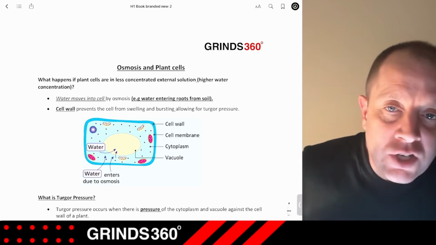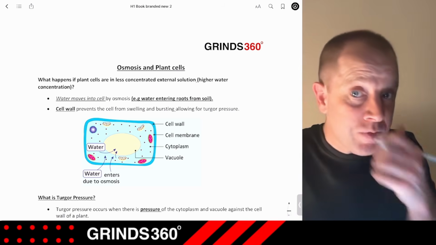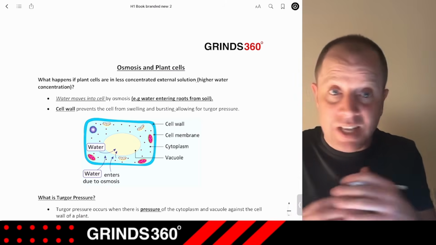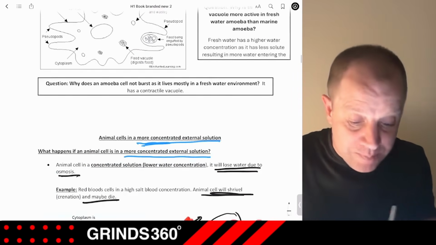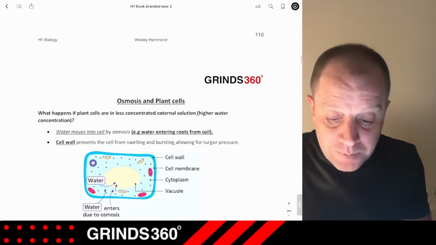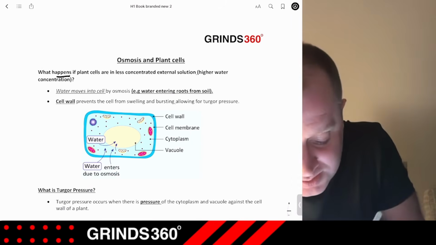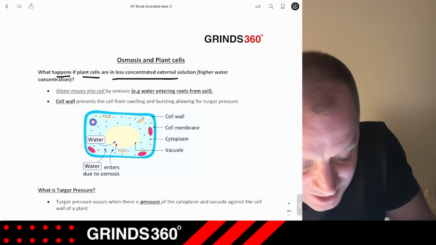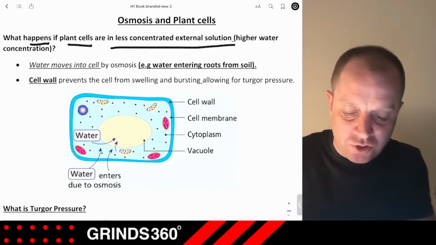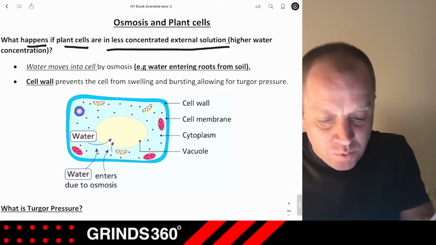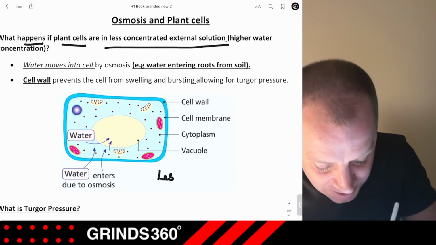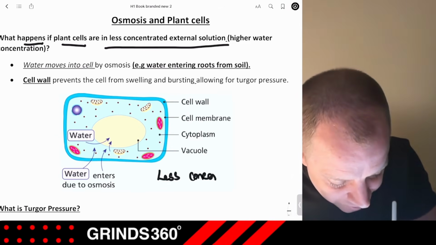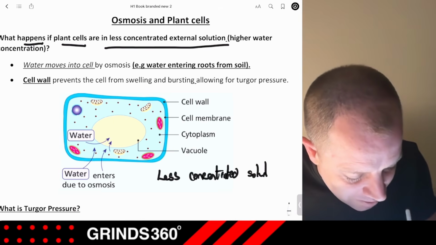So let's look at osmosis in plant cells. Now, osmosis in plant cells, same idea. We're sticking to the same environments, right? So what happens if a plant cell is in a less concentrated external solution? So there's the plant cell. So the outside environment has a less concentrated solution. Now, what does that mean?